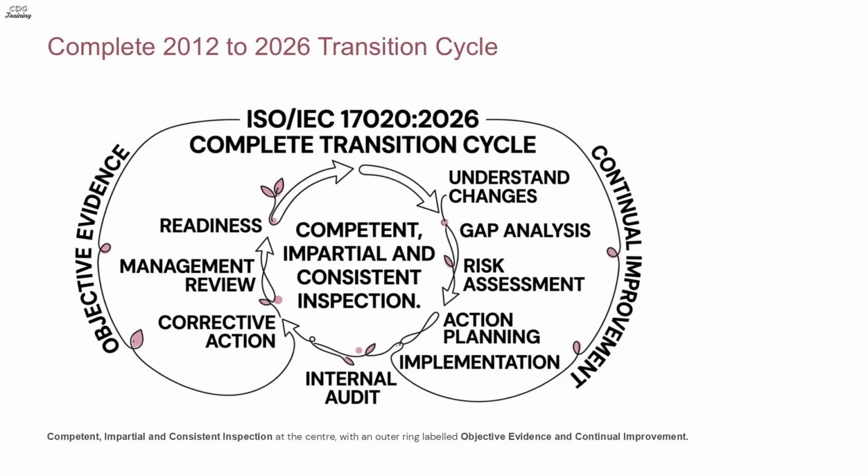The transition cycle from 2012 to 2026 involves readiness, management review, corrective action, internal audit, understanding changes, gap analysis, risk assessment, action planning, implementation, and verification. Competent, impartial, and consistent inspection is at the core, surrounded by objective evidence and continual improvement.